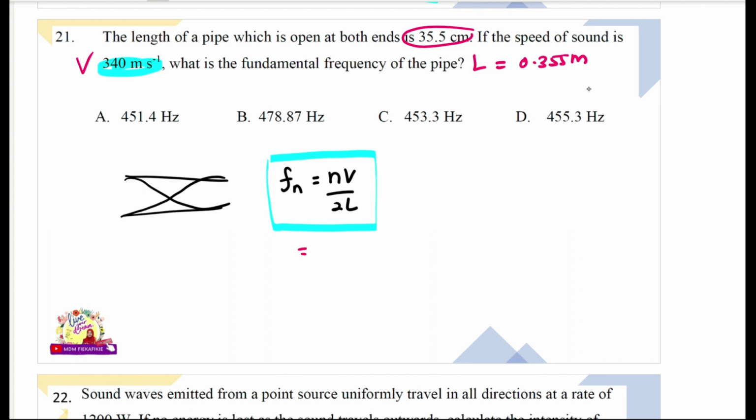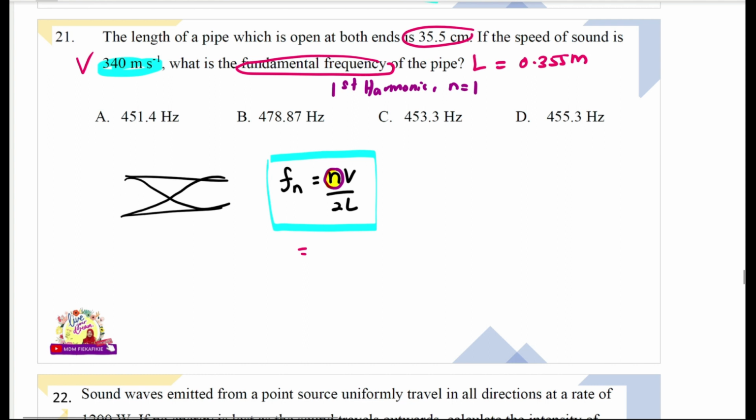So we want to find fundamental frequency. Fundamental frequency means that first harmonic. Okay, first harmonic, so n is equal to 1. Okay, so ini kena hafal betul-betul. First harmonic, second harmonic. Kalau soalan sebut the number of harmonics, tak ada masalah. So kita boleh masuk n ini, the number of harmonics.